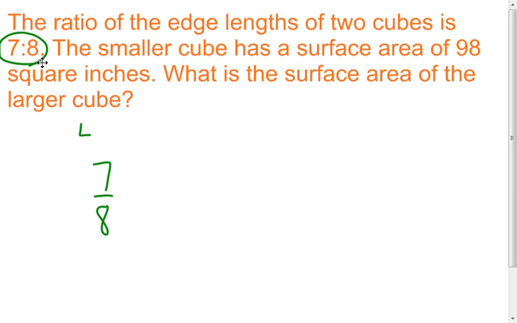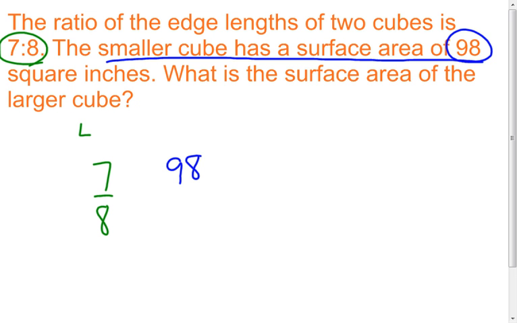Now, we also have a number for the smaller cube. So the smaller cube has a surface area of 98. Well, what I'm going to do then is write my ratio of smaller surface area over larger surface area. So 98 is the smaller surface area over, I don't know the larger surface area. In math, a lot of times I'll give it a variable, x. Now, this 98 is, remember, a surface area ratio.